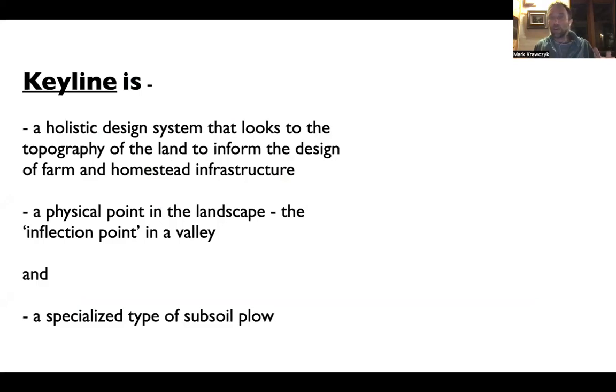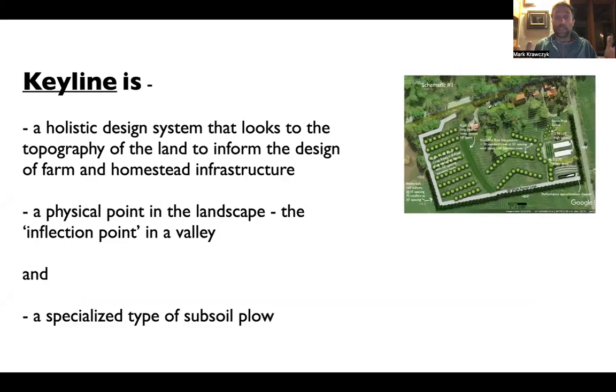And so just to start off with some terminology, Keyline first and foremost describes a holistic design system that looks to the topography of the landscape to inform the design of the farm and homestead infrastructure. That could be the access and circulatory pathways. It could be water harvesting infrastructure or any cultivation patterns. It could be plantings, etc.